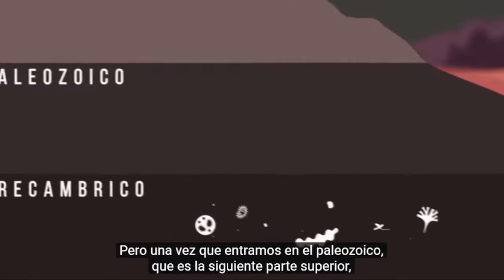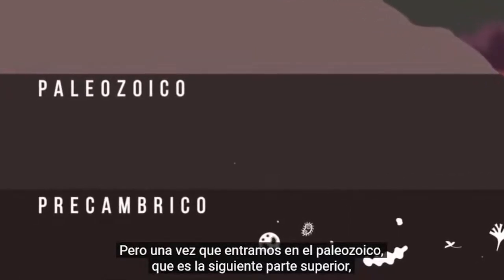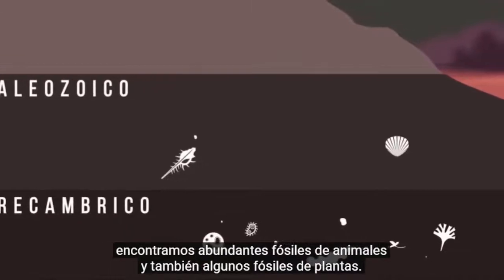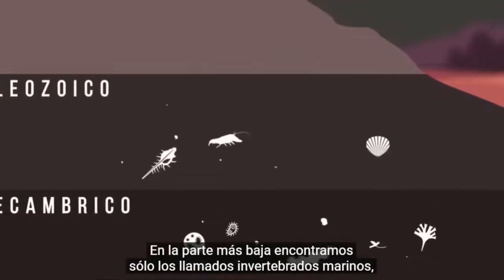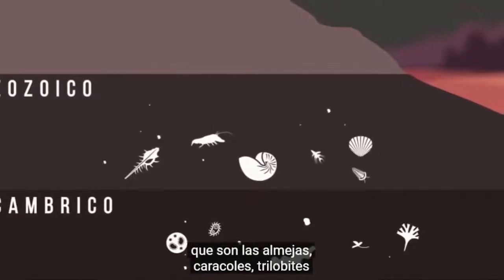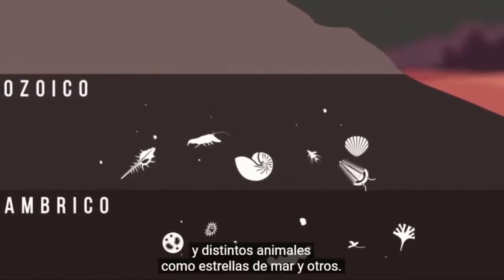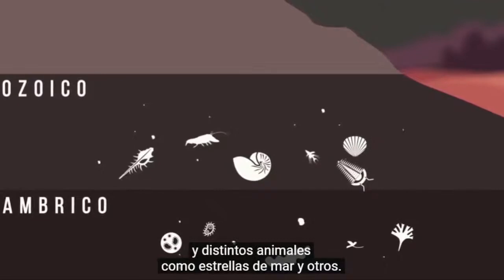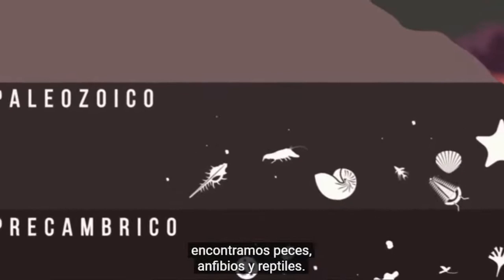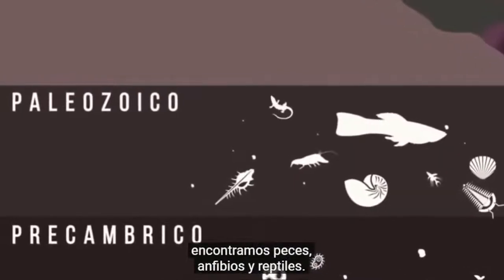But once you get into the Paleozoic, which is the next chunk of it up, you find just abundant animal fossils and some plant fossils too. The lowest ones you find are all what we call marine invertebrates, so it'd be things like clams and snails and trilobites and different animals like that, starfish and things. And then as you make your way up in the Paleozoic, you'll find fish and then amphibians and reptiles.